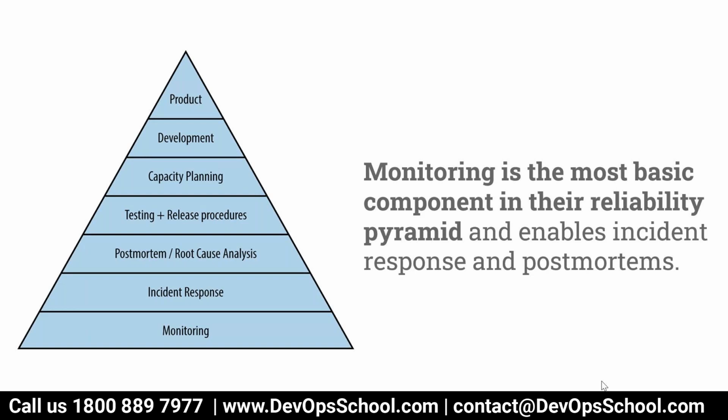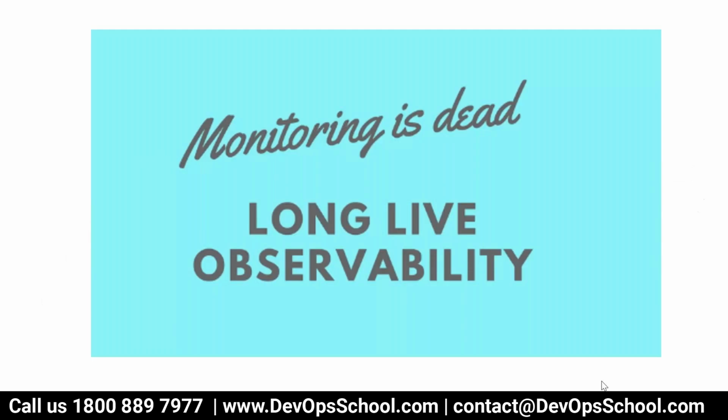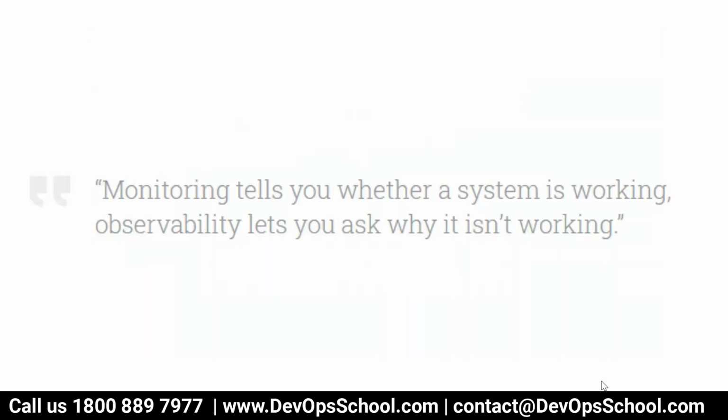If you look at this slide, in order to make the software reliable, we do a lot of things. We develop the product, we do capacity planning, testing, post-mortem root cause analysis, incident response, and then monitoring. These are the things we do, but monitoring is dead. And now, for the last few years, we are talking about observability. Everyone is talking about we need to set up observability, we need to implement observability. So the question is, what is observability?